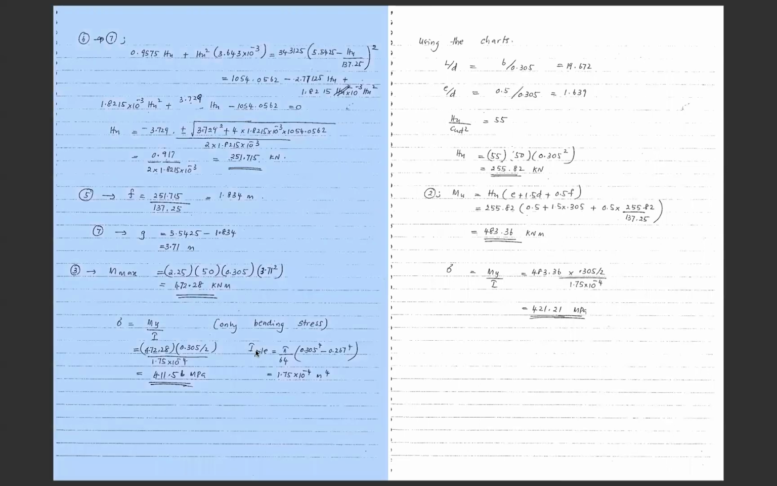So we have worked out the value of I pile in this problem, and then if you substitute everything back into this equation, you can find the maximum stress in the pile material. We need to substitute the value of M maximum, 472.28, multiplied by the distance, half of the diameter of the pile, which is 0.305 divided by 2, and that's all divided by the moment of inertia of the pile material, the cylinder here, and that will give us that the maximum stress developed is 411.56 megapascals here.